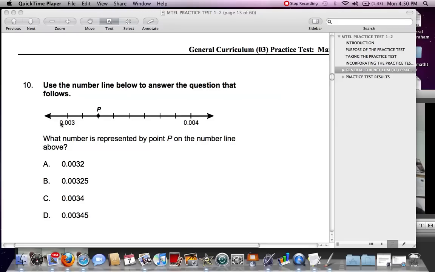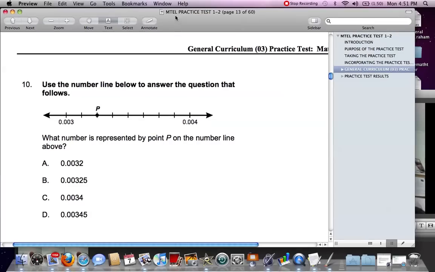Looks like we start here at 0.003. There's 2 spaces till we get to P. And this point here looks like it's 0.004. And if I look between this number, 0.003 and 0.004, there's 1, 2, 3, 4, 5, 6, 7, 8 spaces.